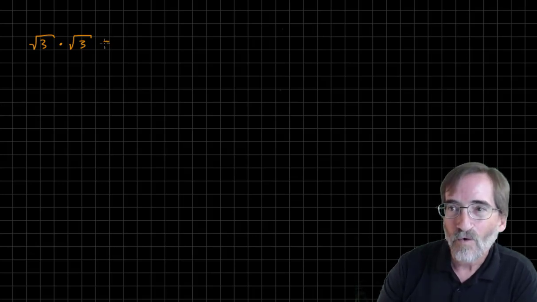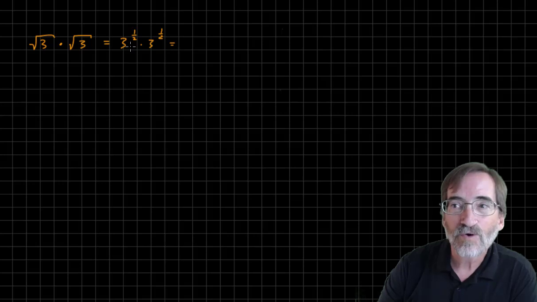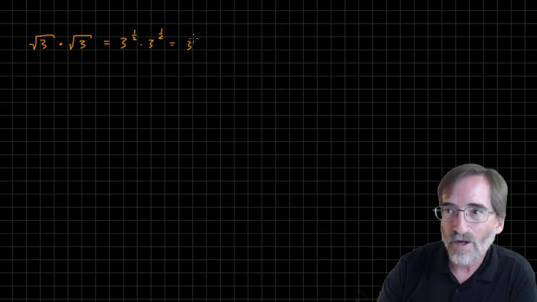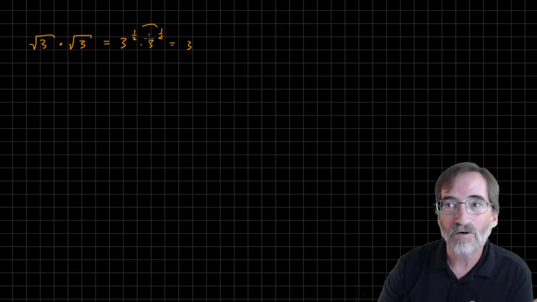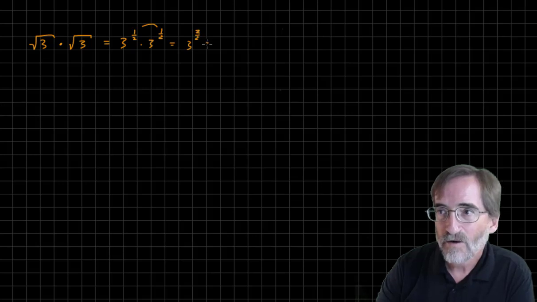Okay? One of the ways we can look at this is we can express these with rational exponents. 3 to the 1/2 times 3 to the 1/2. And then we can use the product of powers rule, which says if you multiply the same base with exponents, you add the exponents. 3 to the 1/2 plus 1/2. 1/2 plus 1/2, you have a common denominator already. You can do crisscross, but they have a common denominator already. So 1 plus 1 is 2, or 2/2, which is 1. And anything to the 1 power is itself. So this is just 3.